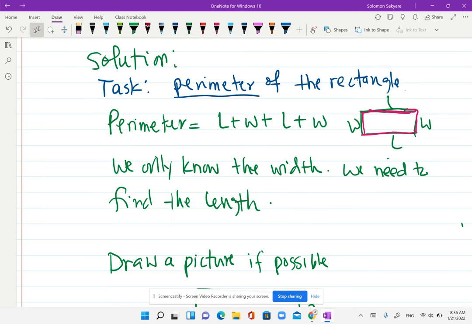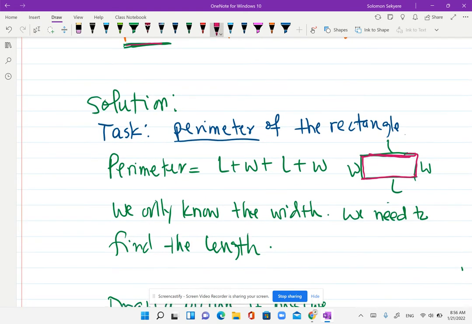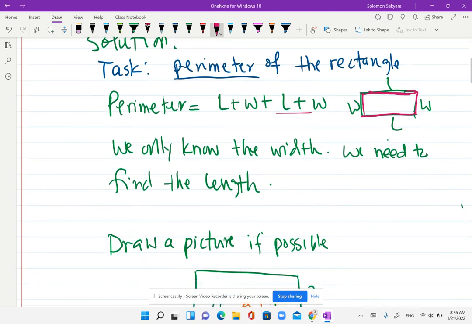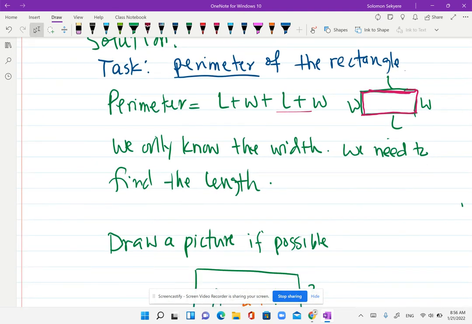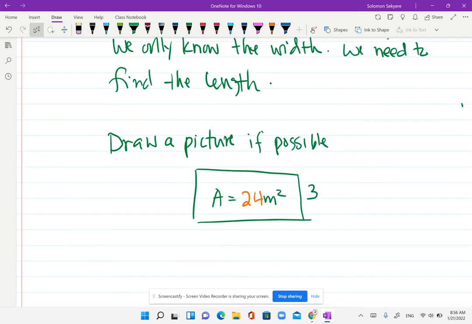So go to the final part of the question and underline that keyword. What does perimeter mean? You write it here. Now in the question we've been given the width of the rectangle, but we don't know the length. So we've got to go and find it. Let's go and play detectives.